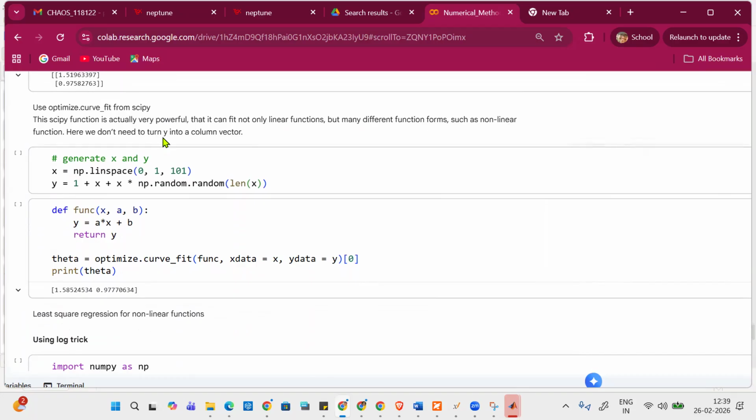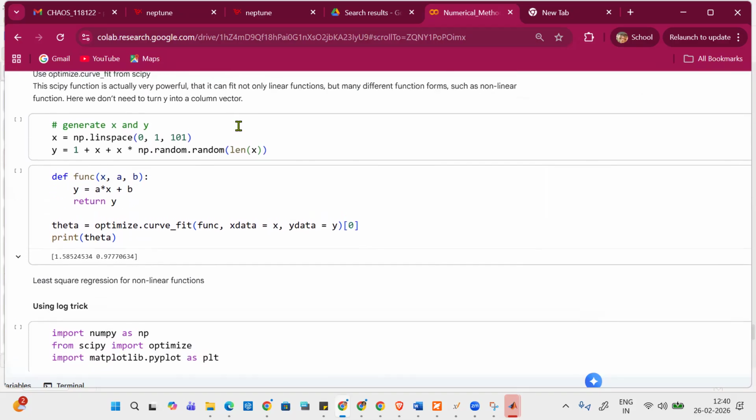Here we do not need to turn y into a column vector. You don't need to do any vector operations. Just call the function curve_fit. It will do the remaining part. It will try to optimize in a way that you get the best fit. Therefore, we are calling it optimize.curve_fit. It is using some optimization algorithms in the backend, which you are not seeing.